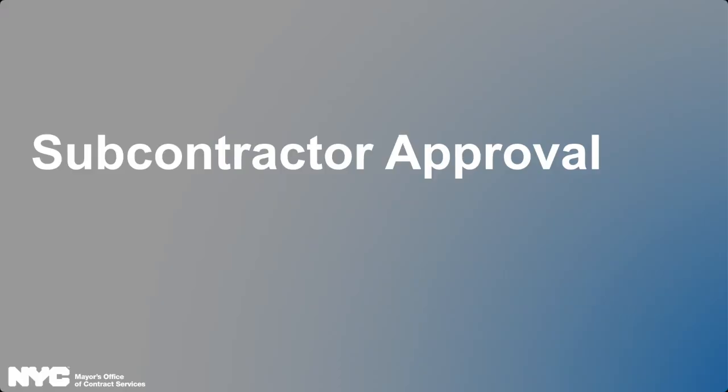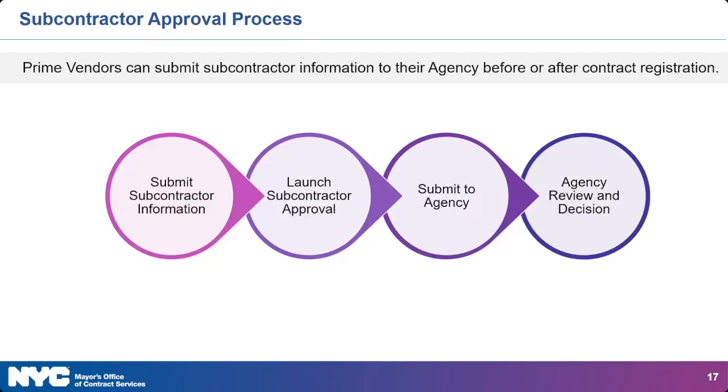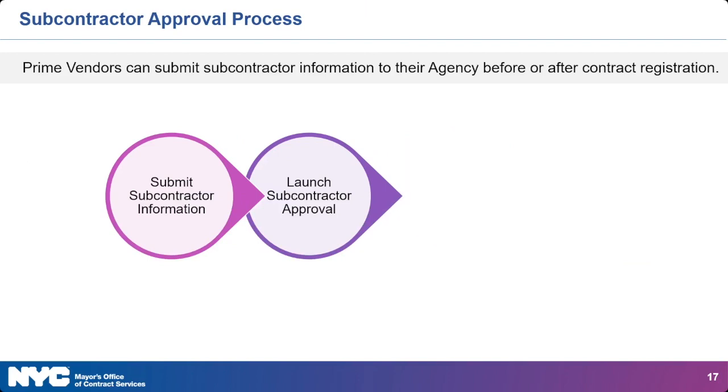Let's begin with subcontractor approval. The subcontractor approval begins with the prime vendor submitting subcontractor information. Next, they initiate subcontractor approval and enter additional information and supporting documentation. Then they submit their request to the contracting agency.